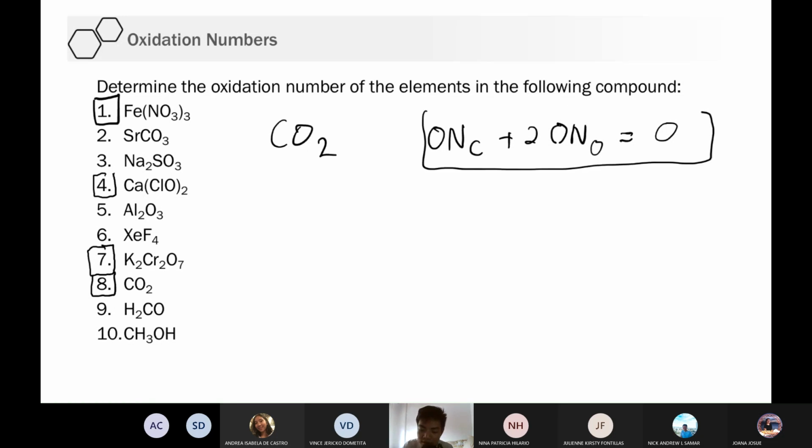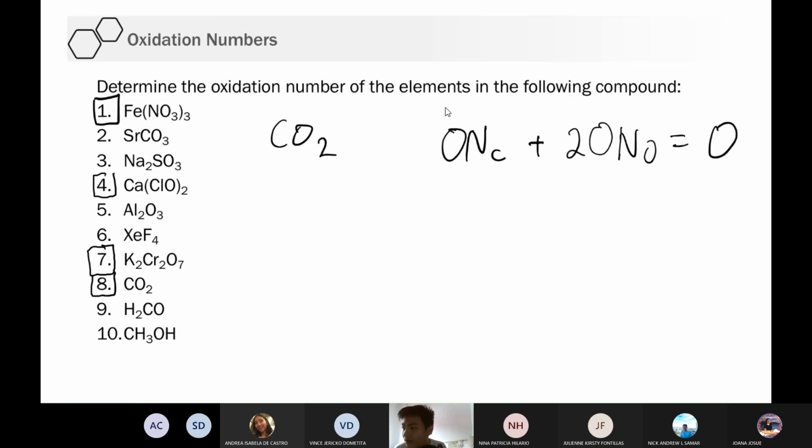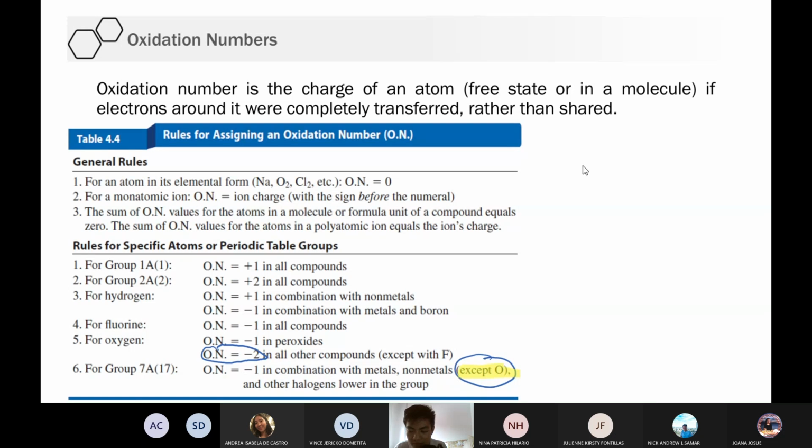Direkta na tayo dito ha, kasi wala namang tayong masplit na. We can't split this anymore. Let me rewrite that. Oxidation number ni carbon plus 2 times the oxidation number of oxygen. Question: of the two elements, sino yung nasa table? Tingin tayo. Oxygen. Si oxygen yung nasa table. The question is, is this peroxide or other compound?